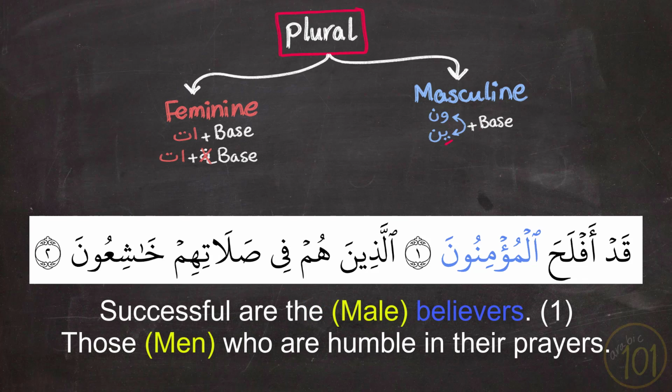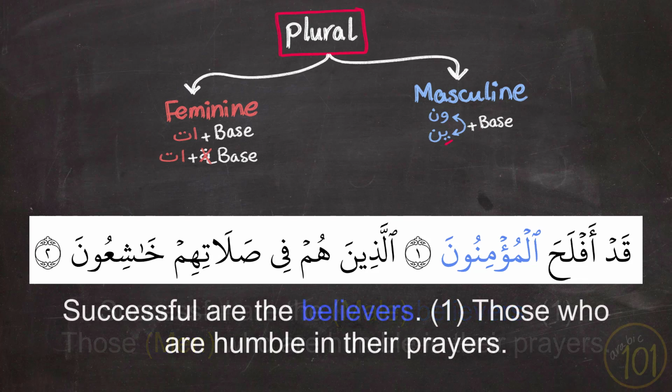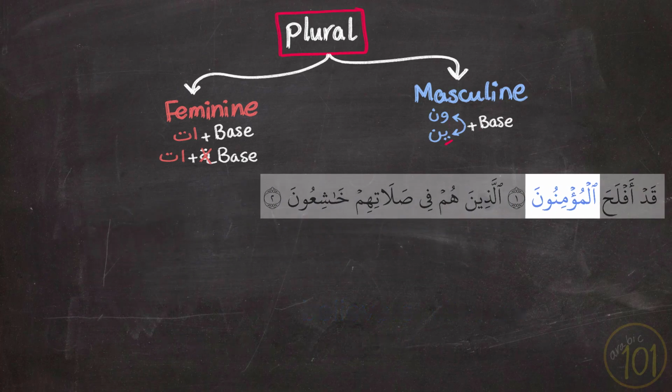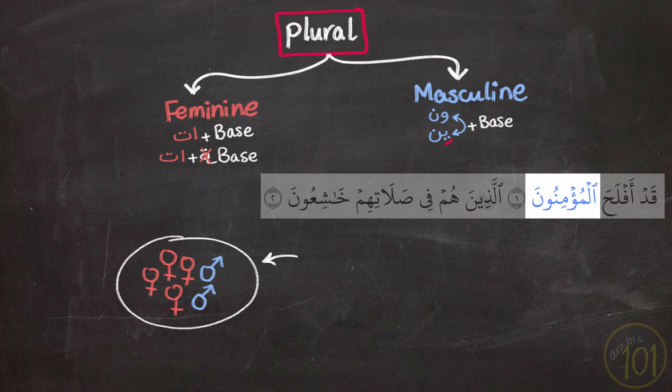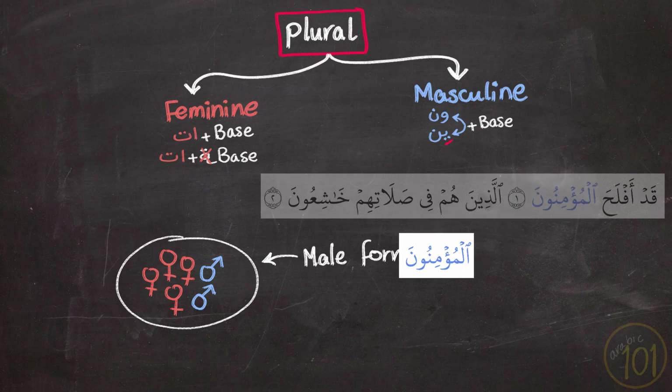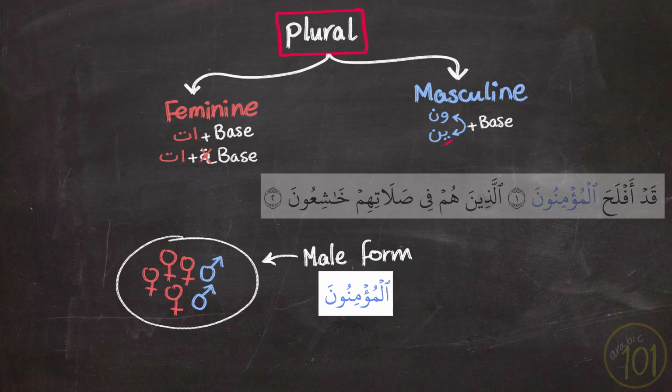Those men who are humble in their prayer? But what about women then? Aren't they included here? And the answer to this question is that yes, they are indeed included in this word. How? In Arabic, if there's a group of people, including men and women, you will then refer to this group and talk about them using the masculine form. So this ayah does indeed include males and females.